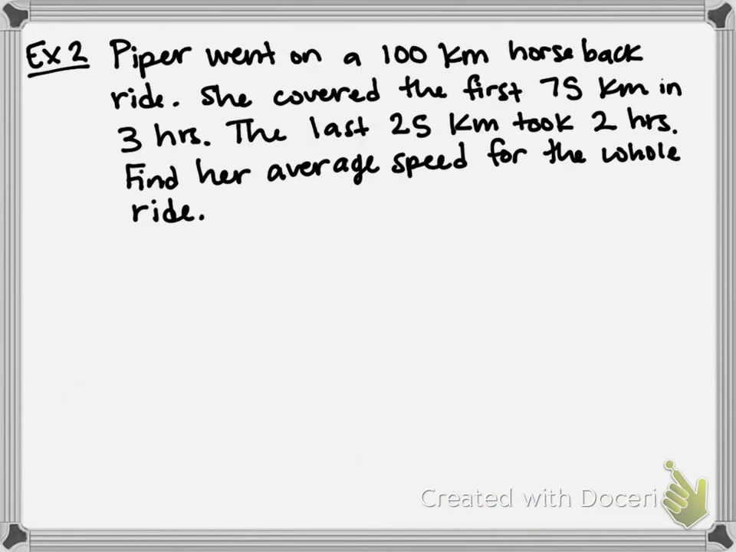All right, let's look at this example. It's set up a little bit differently. Piper went on a 100-kilometer horseback ride. She covered the first 75 kilometers in 3 hours, and the last 25 kilometers took 2 hours. Find her average speed for the whole ride. So if you think about what average speed is, it's distance over time.